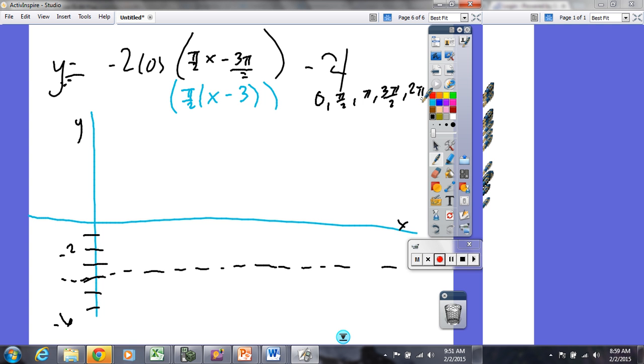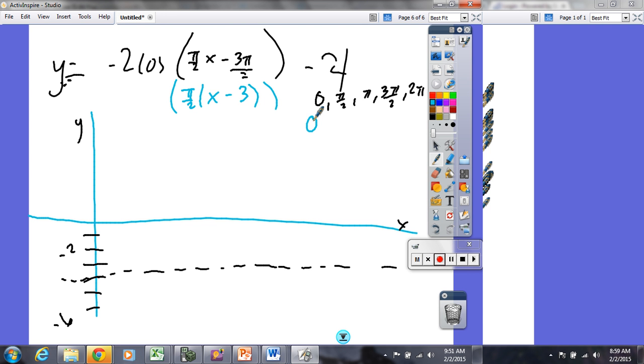Okay. Now, what we do is this one first. We don't divide by pi halves. We times by 2 over pi, because we don't divide by a fraction. We times by its reciprocal. What's 0 times 2 over pi? Zero.